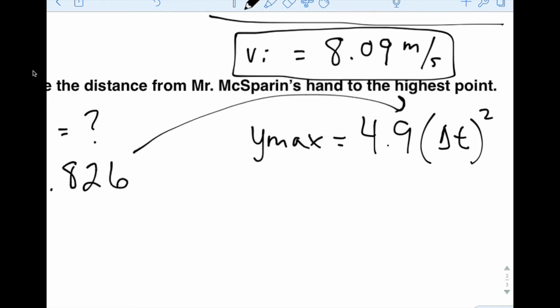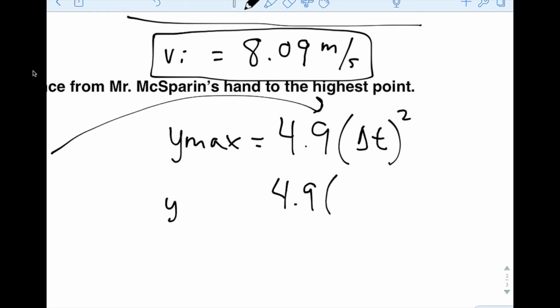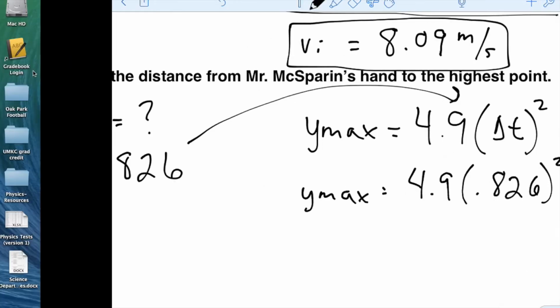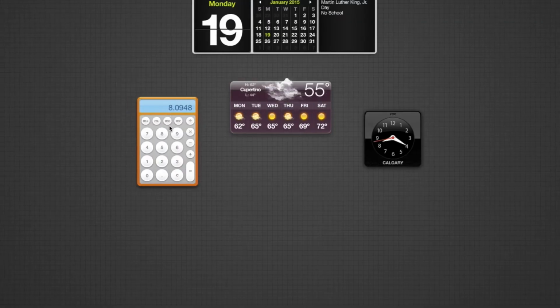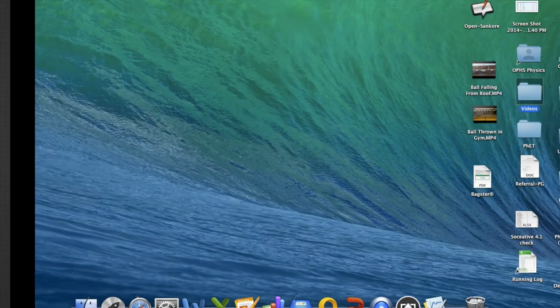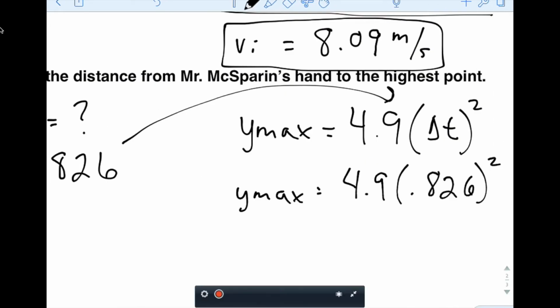So I'm going to end up with 4.9 times Y max, 4.9 times 0.826 squared. So my 0.826, I need to multiply it times itself. So I'm going to go over here, clear, and we'll go 0.826 times 0.826, and that's 0.682276.